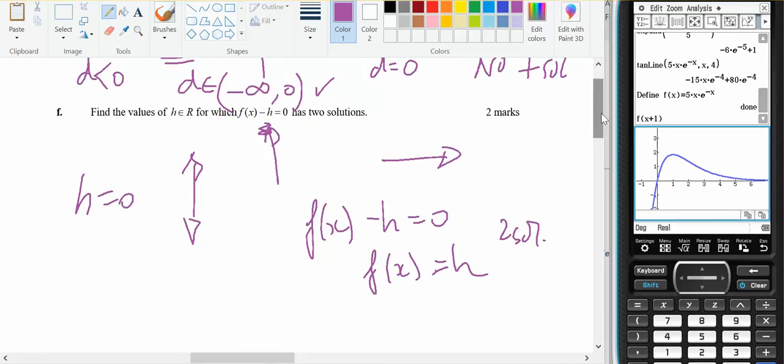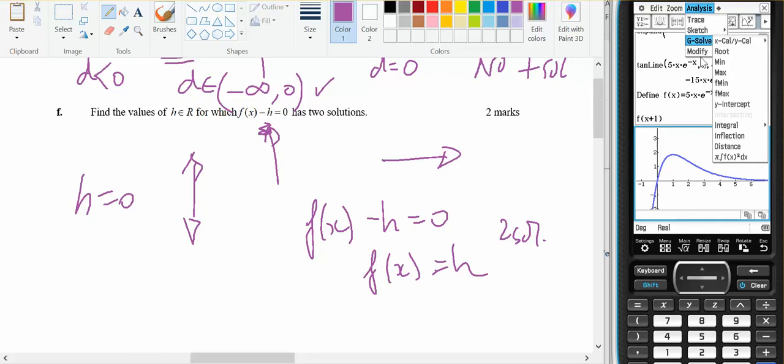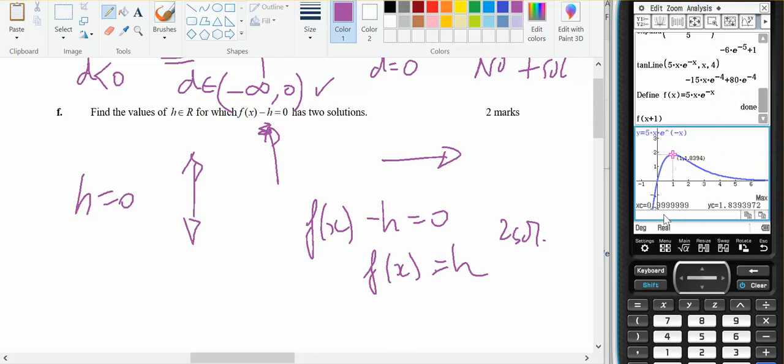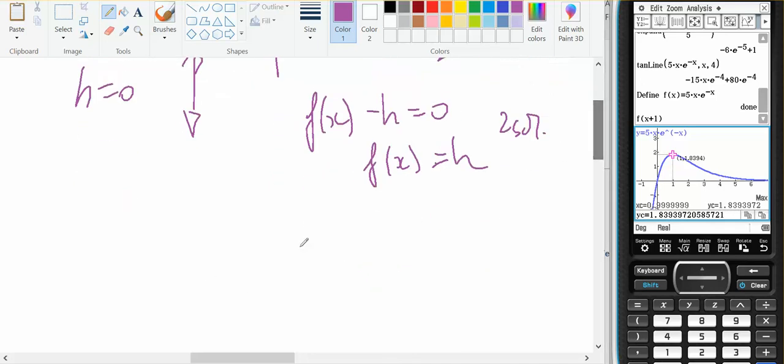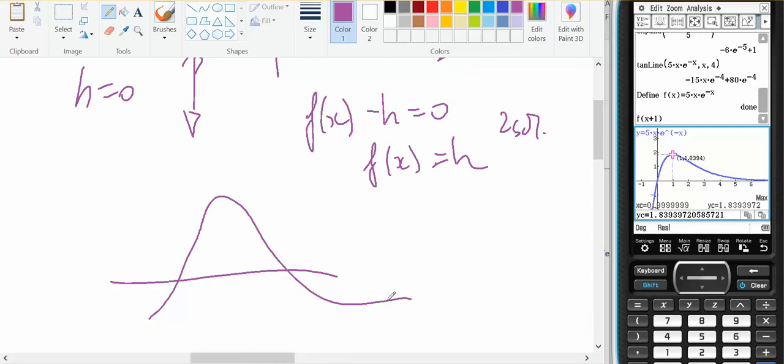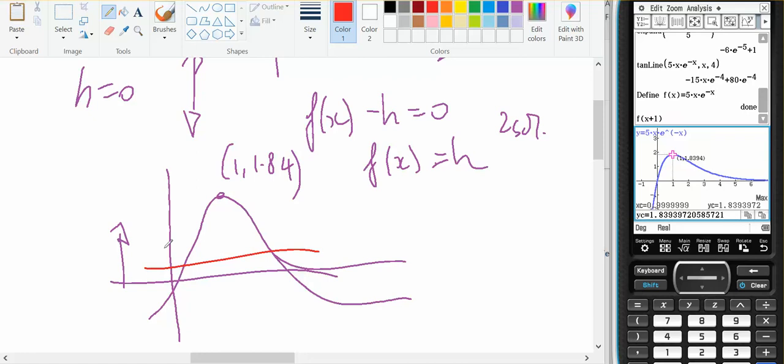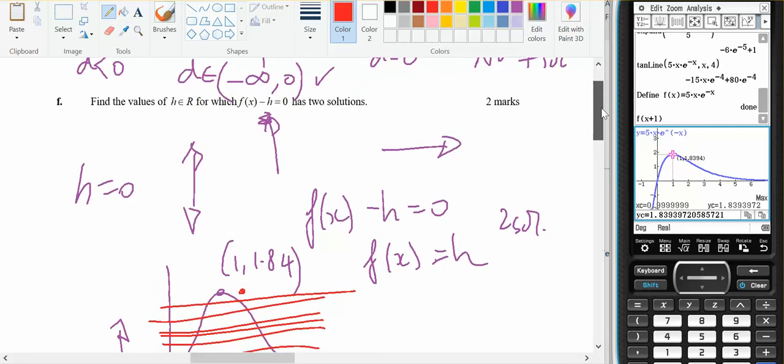So I'd like to know what the analysis G-solve of the maximum is. It's at 1 and 1.84. So if I move it up, I'm going to have 2 solutions for all of these values of h between 0 and 1.84. How many decimal places am I looking for?